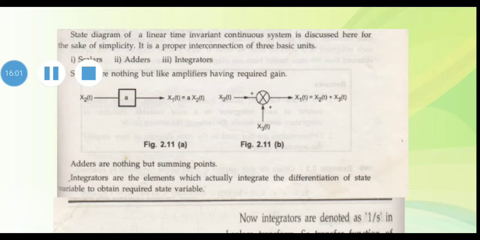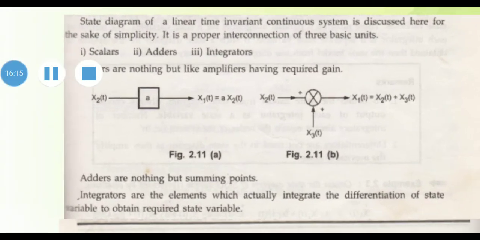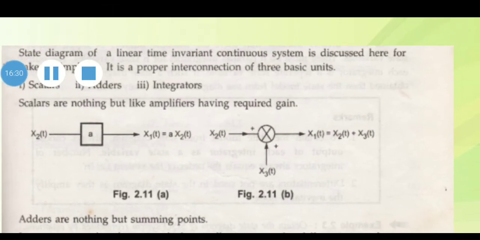So, what is this state diagram? It is a proper interconnection of three basic units: one, scalars; two, adders; three, integrators. Scalars are nothing but amplifiers having the required gain. Adders are nothing but summing points. Third, integrators are the elements which integrate the differentiation of the state variable to obtain the required state variable.